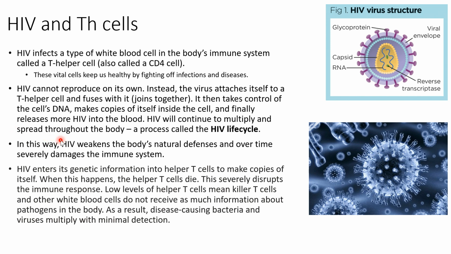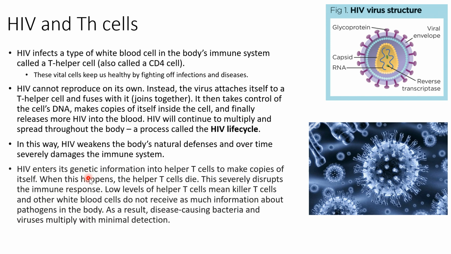Those HIV viruses are going to multiply and go throughout the body. What this does is it weakens the body's natural defenses over time because it's severely damaging the immune system. You just infected the T helper cell. It's now replicating HIV viruses instead of doing its job.